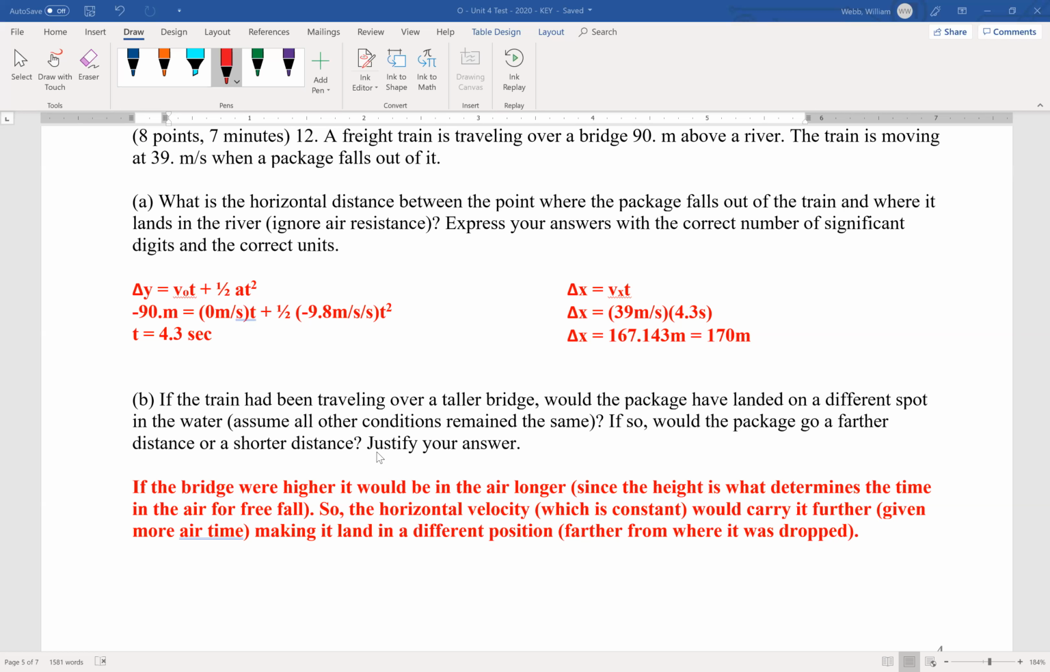Part B, if the train had been traveling over a taller bridge, would the package have landed on a different spot in the water, assume all other conditions remain the same? If so, would the package go a farther distance or a shorter distance, justify?